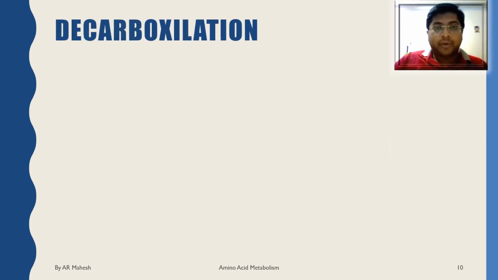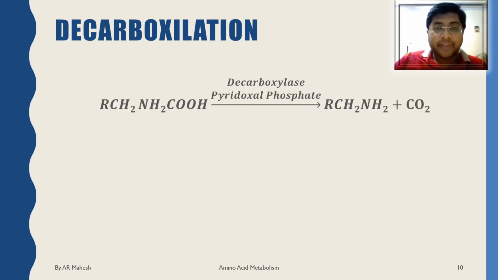The next step of amino acid metabolism is decarboxylation. The tissues like liver and the microorganisms of intestinal tract contain enzymes called decarboxylases, which require pyridoxal phosphate as coenzyme. They remove the carbon dioxide from the carboxylic group and convert the amino acid to its corresponding amines.